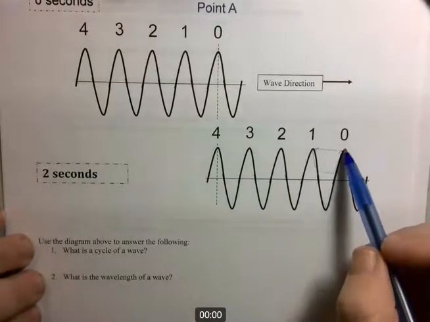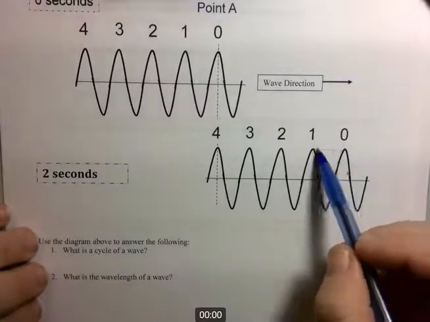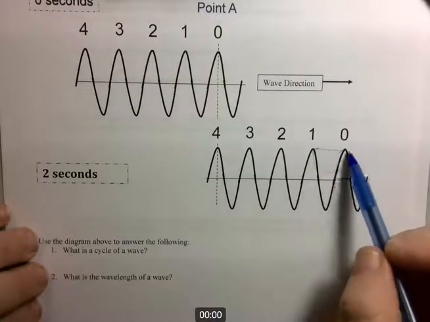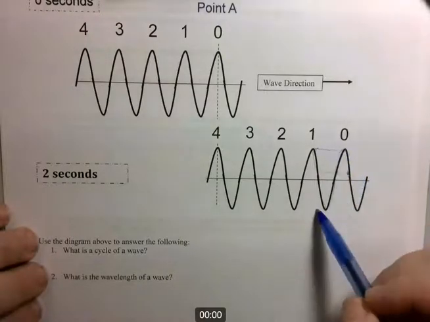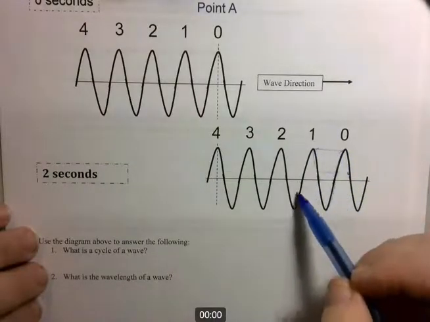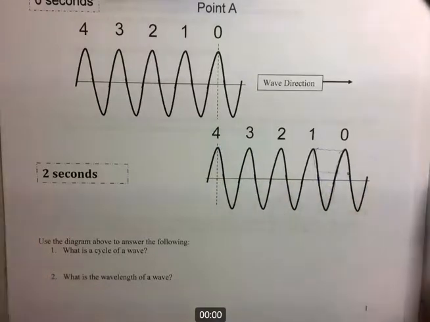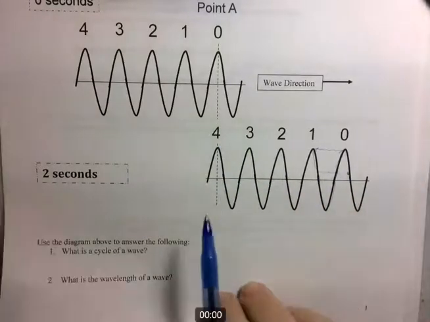So both a cycle and a wavelength, you can say start at a crest and end at a crest, but they're different. One of them is a distance. It's measured in units of distance. The other is simply a number. How many times did it go up and down? So if I do this, 1, 2, 3, 4, that's 4 cycles right there. Okay? All right. Let's keep going. So again, you can pause the video and write these answers down as you need to.